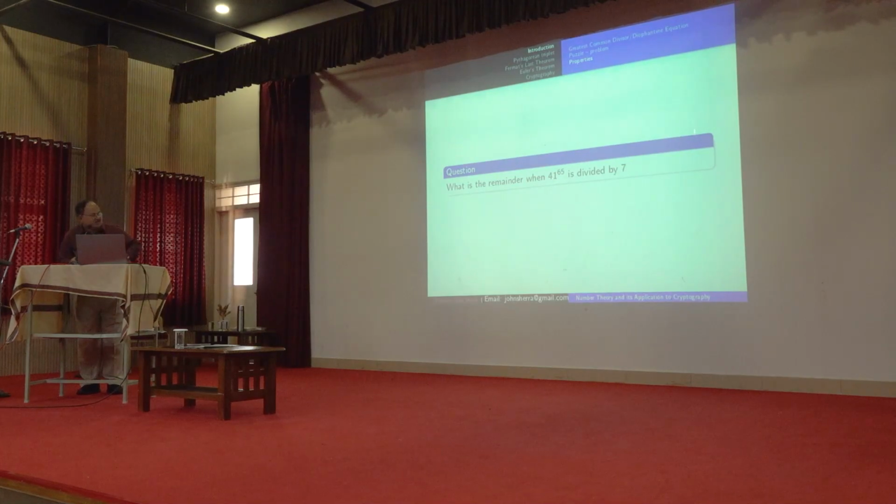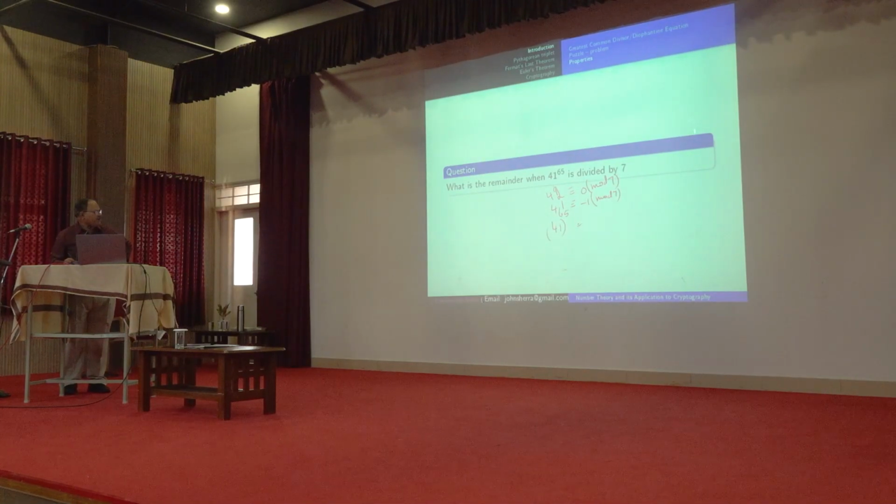Look at it this way. This 41, all right? 42 is a multiple of 7, which is 0 mod 7. So 41 is congruent to minus 1 mod 7. And therefore, 41 to the power of 65 is congruent to minus 1 to the power of 65 mod 7. In other words, it is minus 1 mod 7.